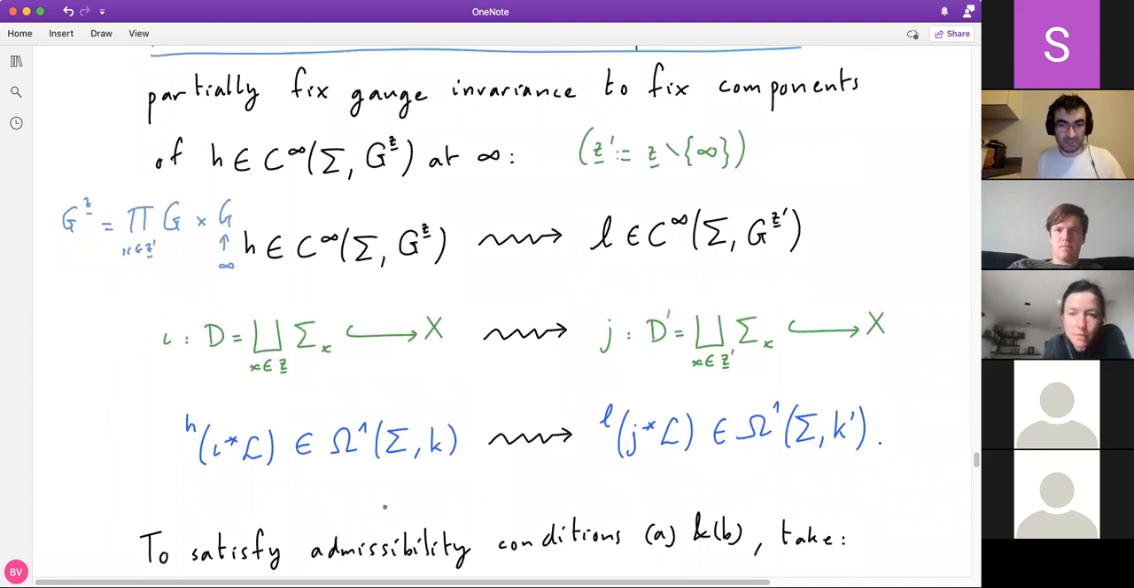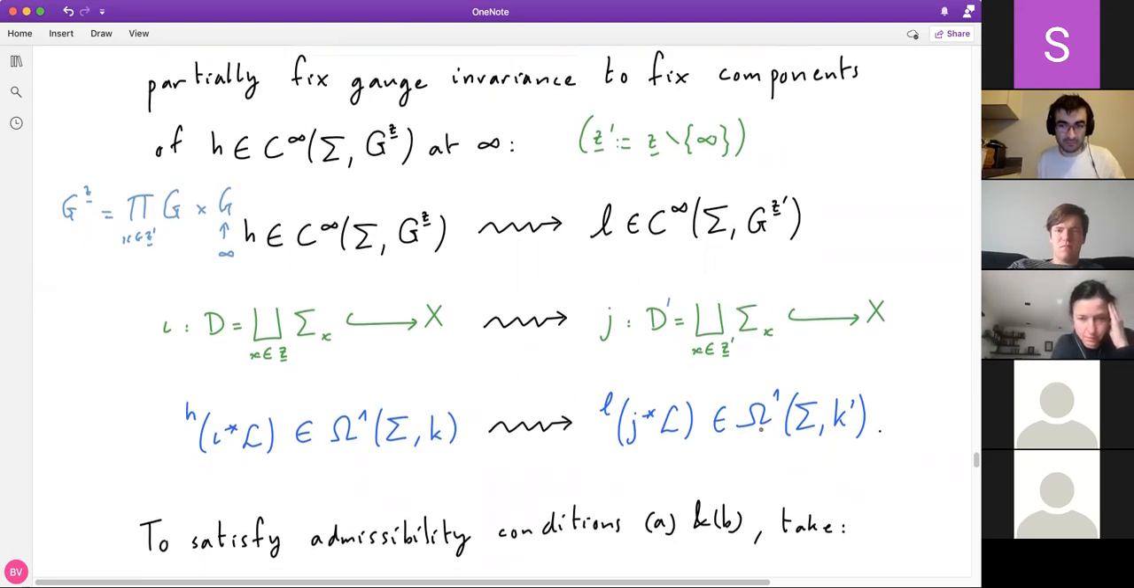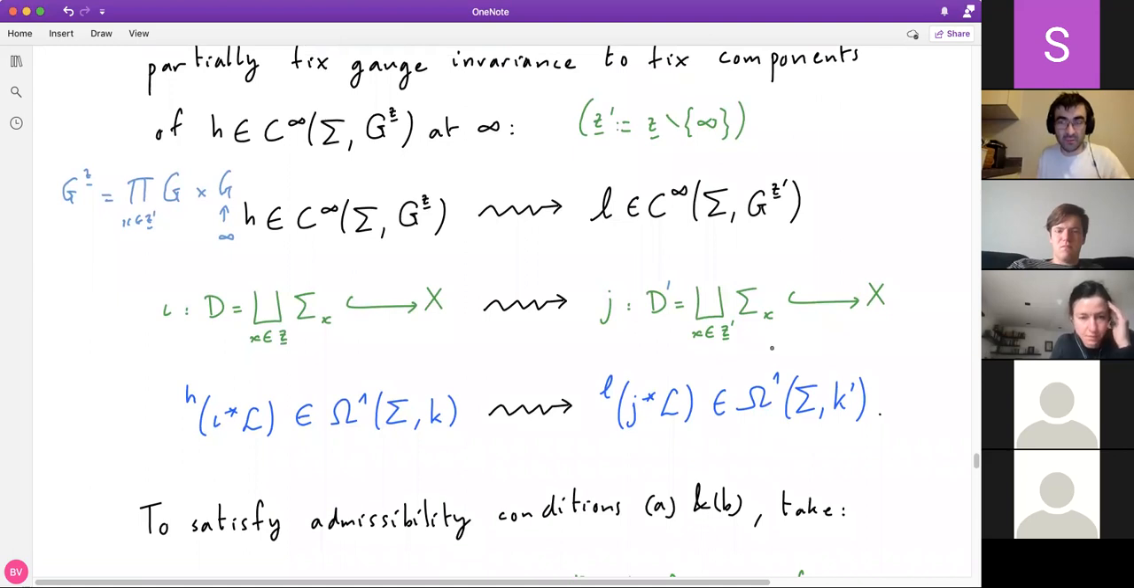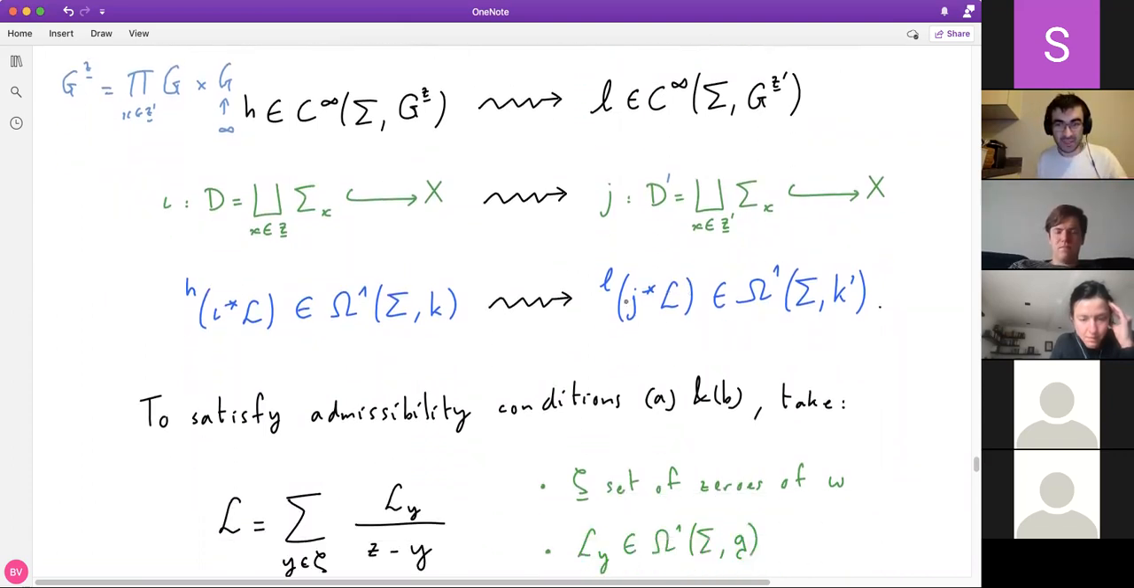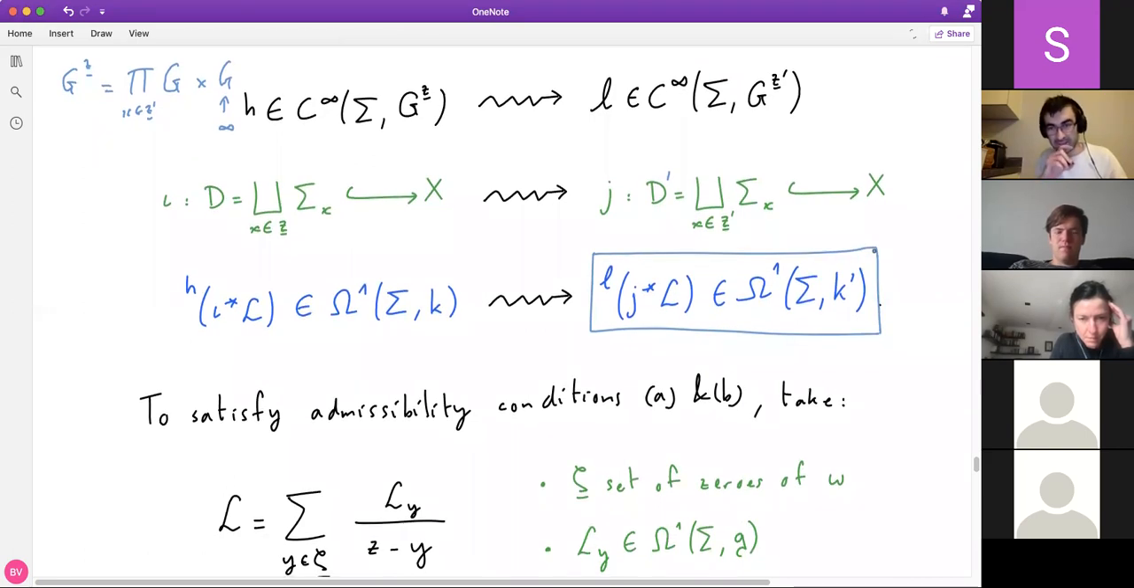And then my constraints can be rewritten as follows. Now that I've fixed stuff at infinity, the constraint just reduces to the fact that the pullback of my Lax connection to the surface defect without infinity, after the gauge transformation by this edge mode with the component at infinity fixed, should live in some isotropic subalgebra of this smaller defect Lie algebra. Okay, so it's really the same thing as before. It's just this technical detail that I had to fix some gauge symmetries, but I really have the same constraint as before for just a smaller Lie algebra. And I'll explain why it's important to do this in a second.